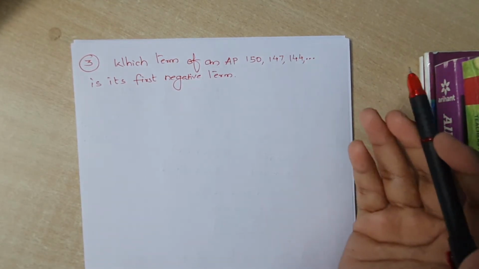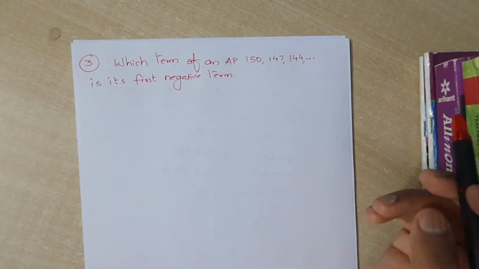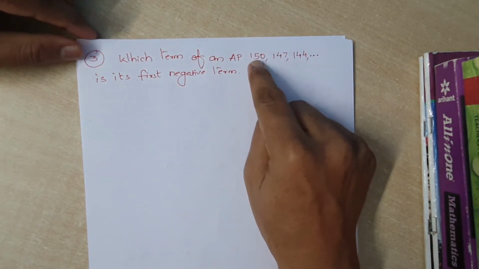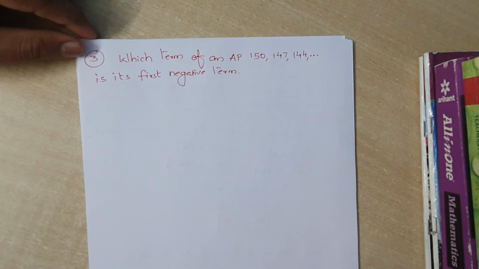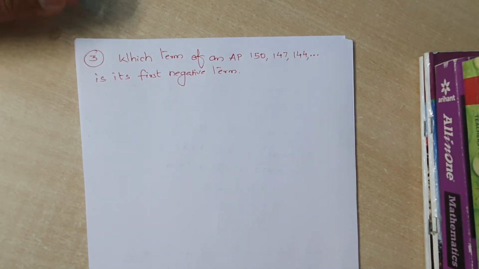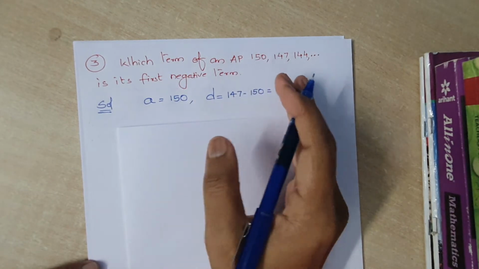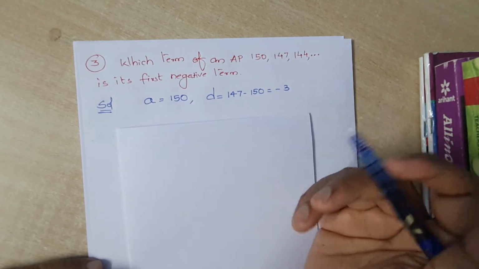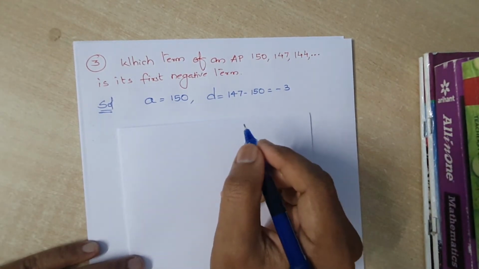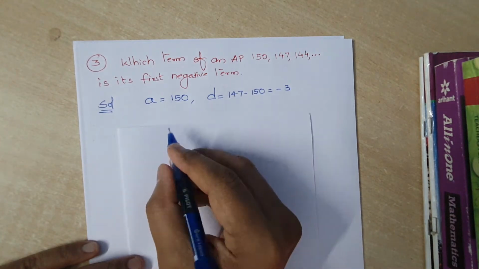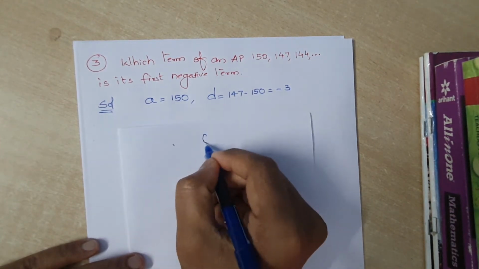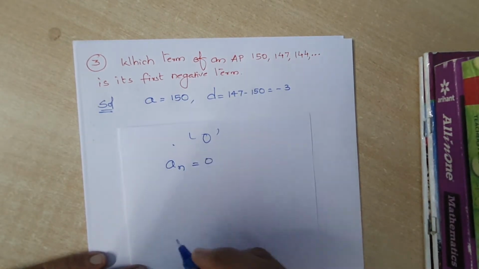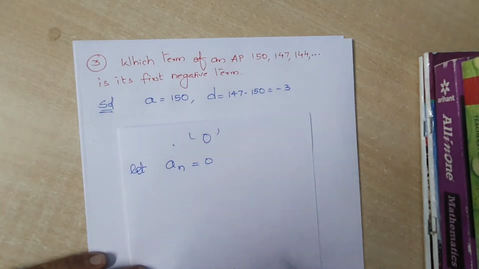But what is the information given? What is the first term? 150. Common difference? 147 minus 150. In such a question, what do we do? We find n, that is, which term is 0. First we find which term is 0. So we assume An is equal to 0. Let An be equal to 0.